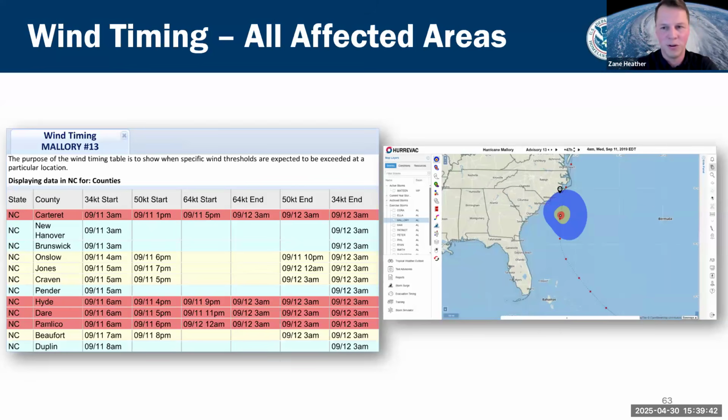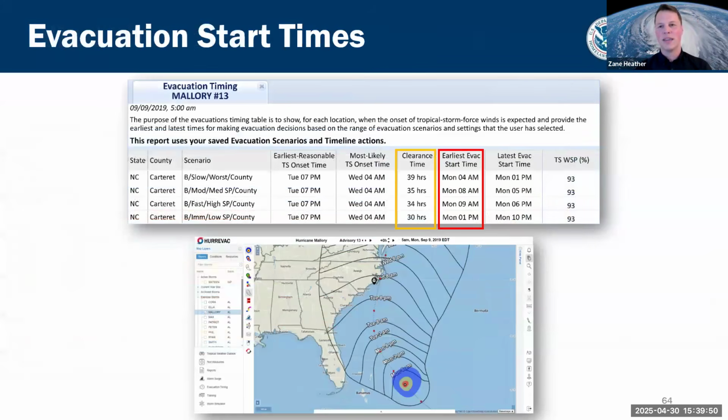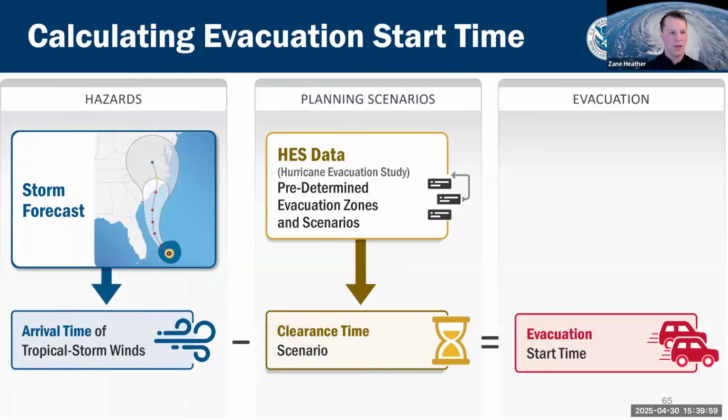So the previous report was specific to a location. This report is general to several locations, all affected areas. So we've got the hazard onset time. And the next one we're going to talk about here is the evacuation start time. And I think it's important first to talk about how evacuation start times are calculated.